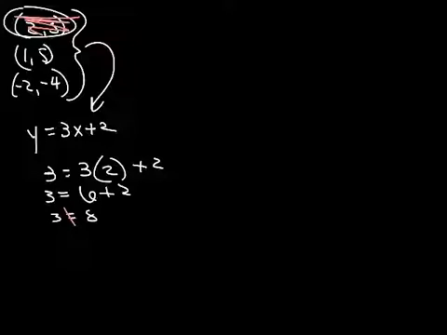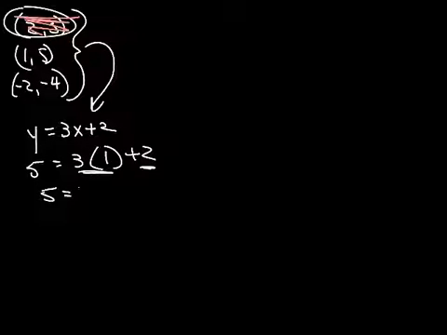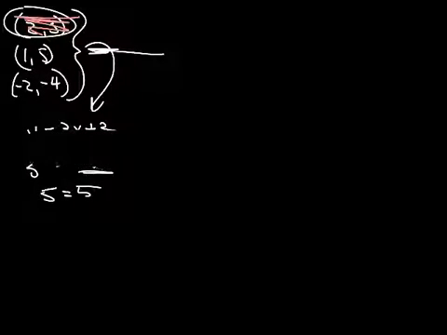Let's try this next one. It has 1 and 5. So it has 5 in for y and 1 in for x. And 3 times 1 is 3, plus 2 is 5. 5 equals 5. So that is a true statement. So that one works.